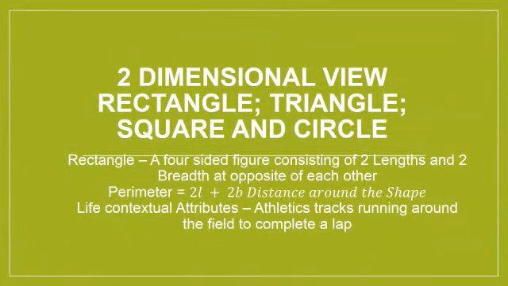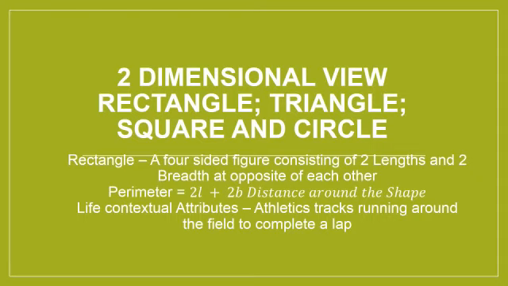Our lesson here is about two-dimensional view, where it involves the rectangle, triangle, square, and circle. What is a rectangle? A rectangle is a four-sided figure consisting of two lengths and two breadths at opposite of each other, meaning the lengths are opposite to each other and the breadths are opposite to each other. The perimeter of the rectangle is 2L plus 2B.